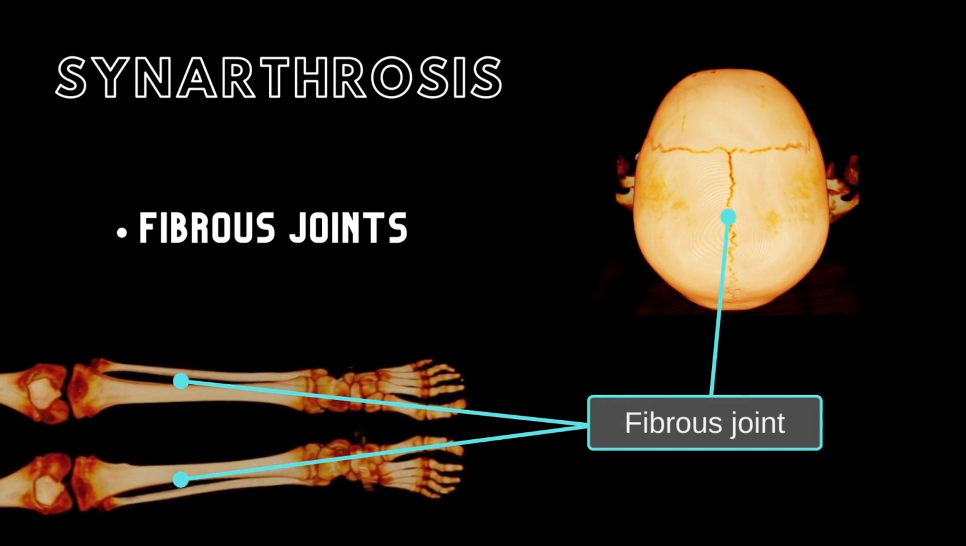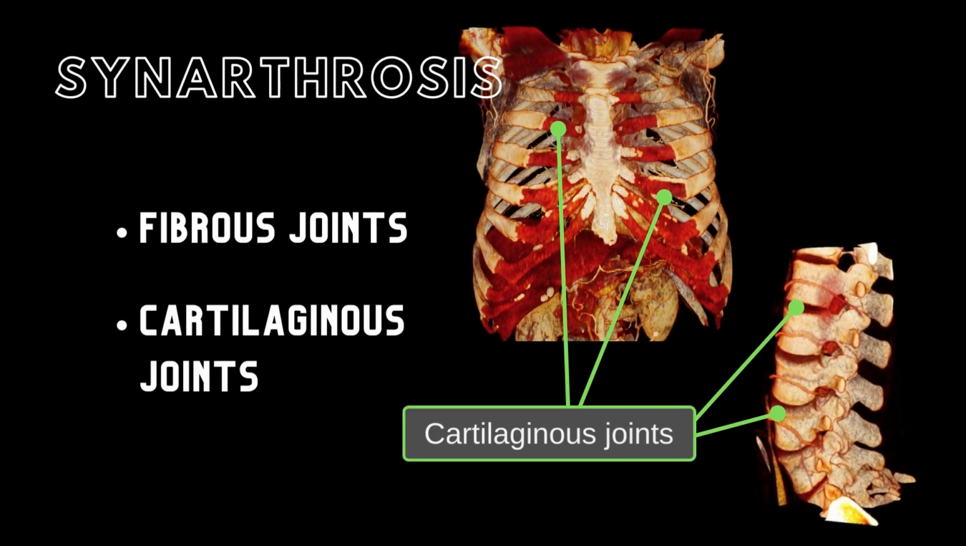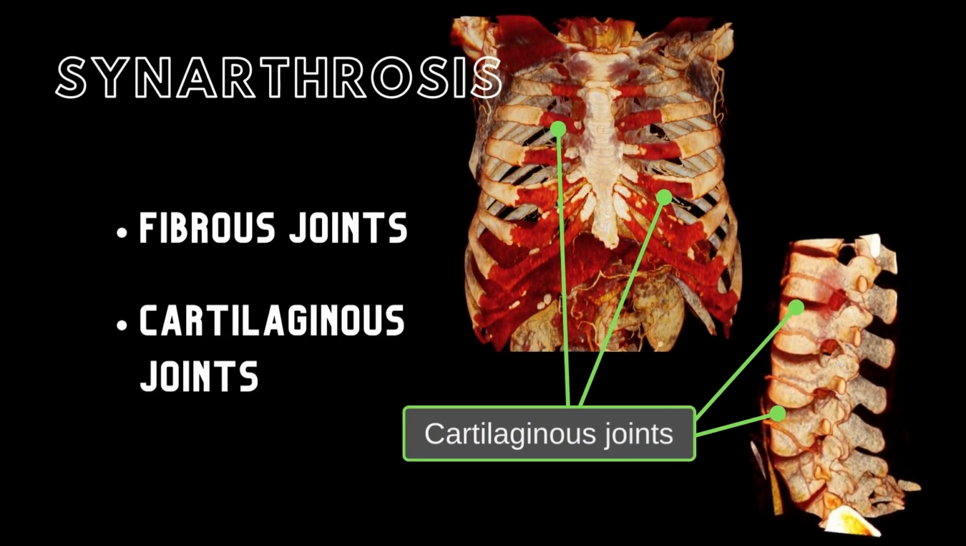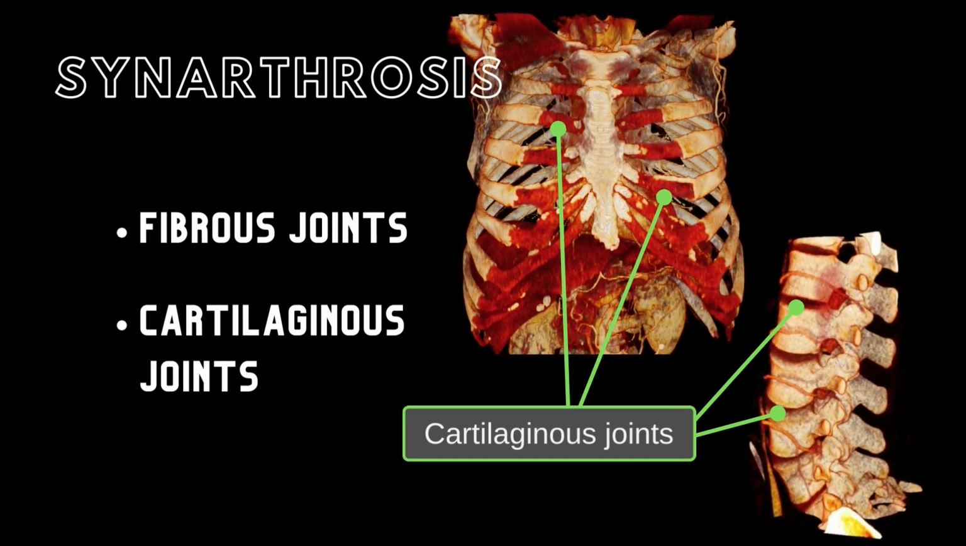Examples of a fibrous joint would be the joint between the tibia and fibula of the leg, or the sutural joints between the bones of the cranium. The other subclassification is cartilaginous Synarthrosis joints, which have fibrous or hyaline cartilage joining the bones of a joint.